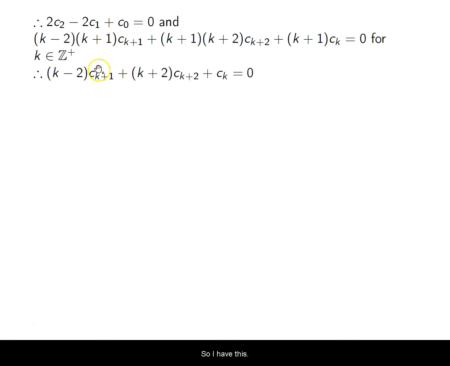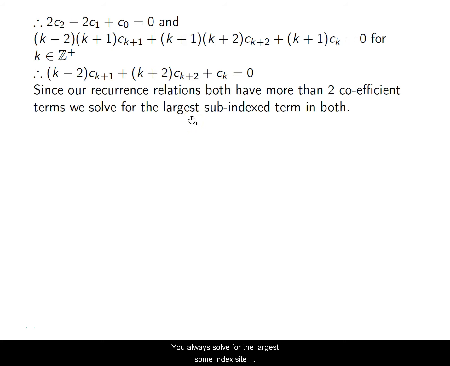So I have this. Whenever we have this situation, right, we have multiple constants. Even if it was only 2, even if this 2c2 was gone and I had only these two, you always solve for the largest sub-indexed coefficient term, okay?